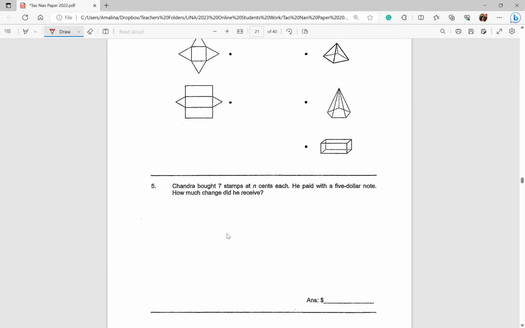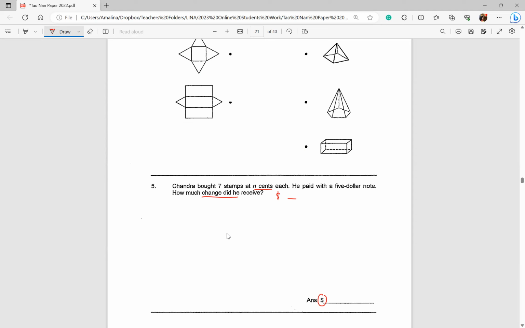Now, Chandra bought 7 stamps at n cents each. He paid with a $5 note. So how much change did he receive? Now, first thing you must be very careful is you look at your answer here. Your answer line here shows a dollar sign, which means our final answer must be in terms of dollar something. Okay, so don't need to change this to your cents. Rather, change the n cents here to your dollars.